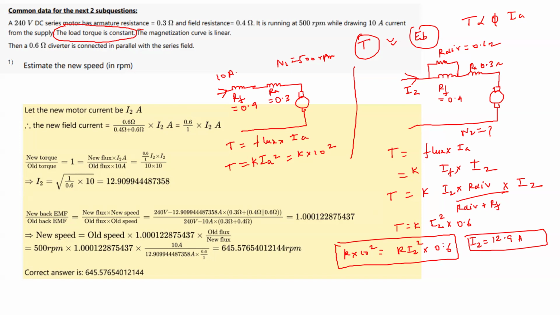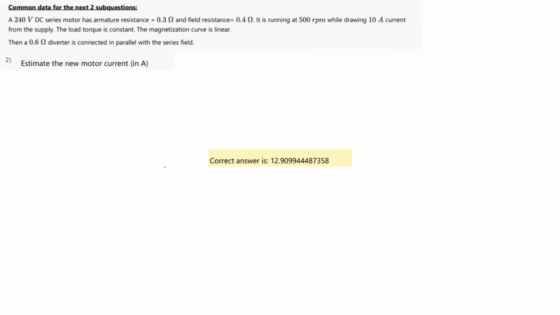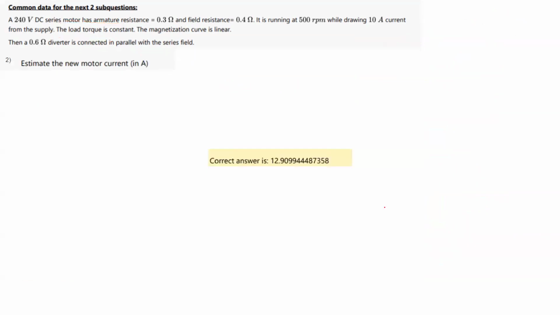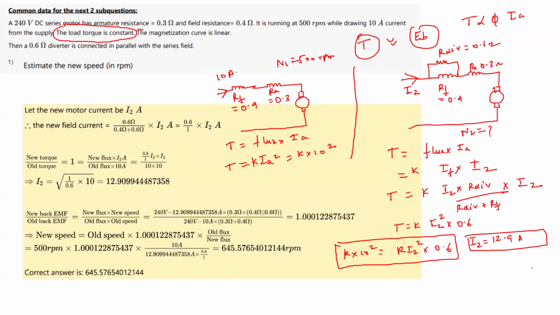Now the next question asks what the new motor current is. For the new motor current, you can find it using only this part, so the next question is already solved. Now we have to estimate the speed. How will we do the speed? As I told, we have already used the torque equation. Now we will go to the back EMF equation.